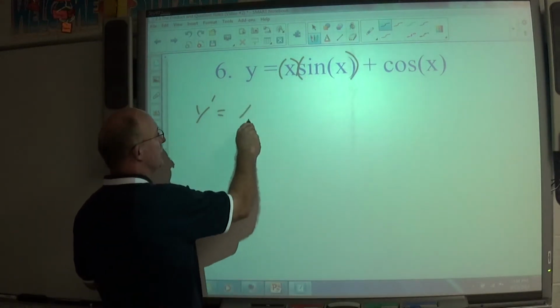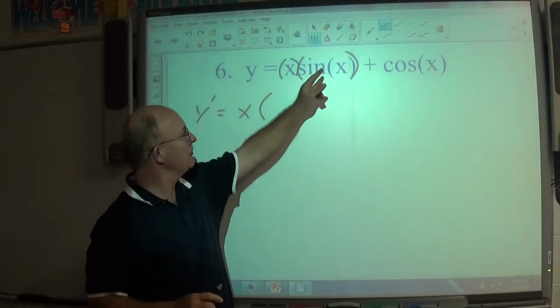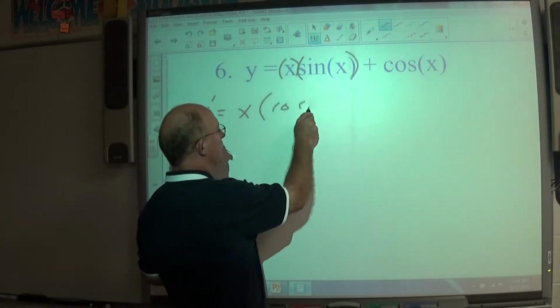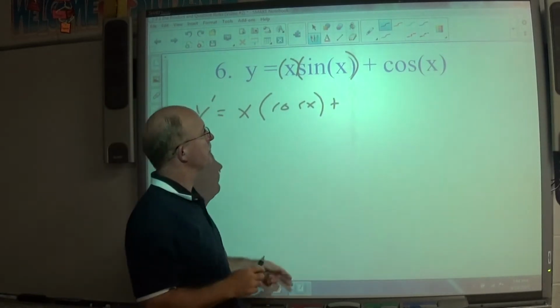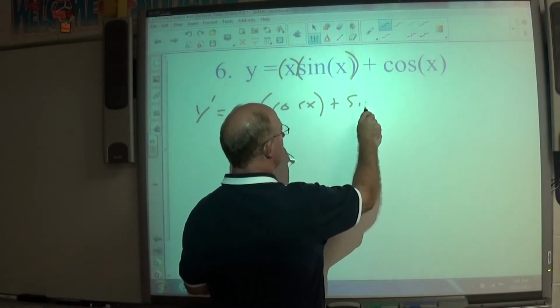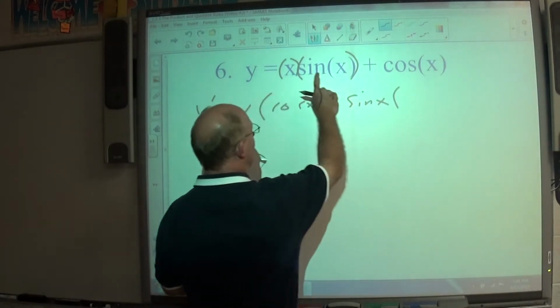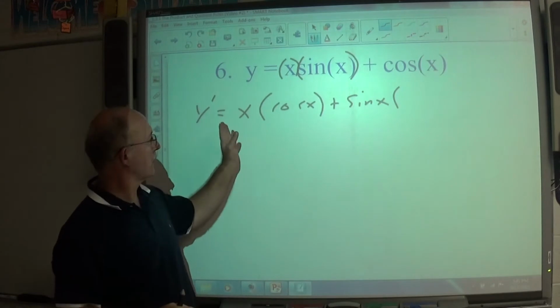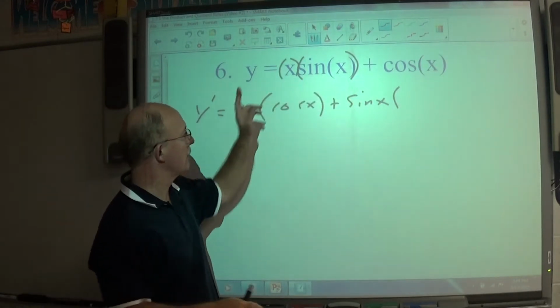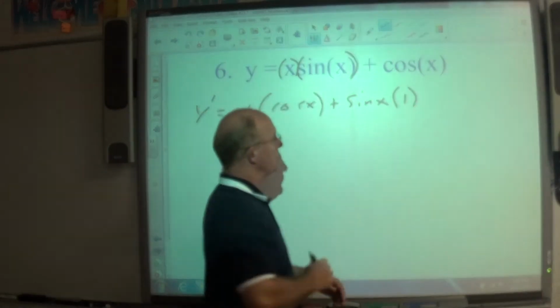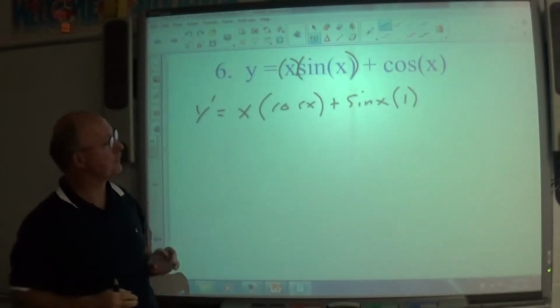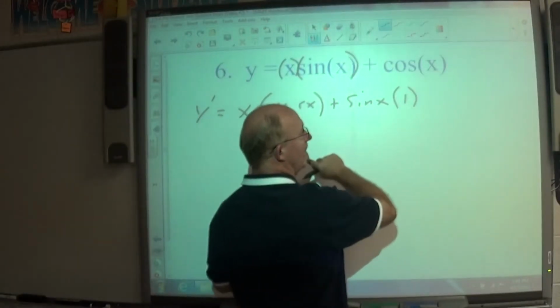So it'll be the first times the derivative of sine x, which is cosine x, plus the second, which is sine x, times the derivative of x. So the first times the derivative of the second plus the second times the derivative of the first, which is 1. So the derivative of x is 1. Okay. Now the derivative of cosine is negative sine.